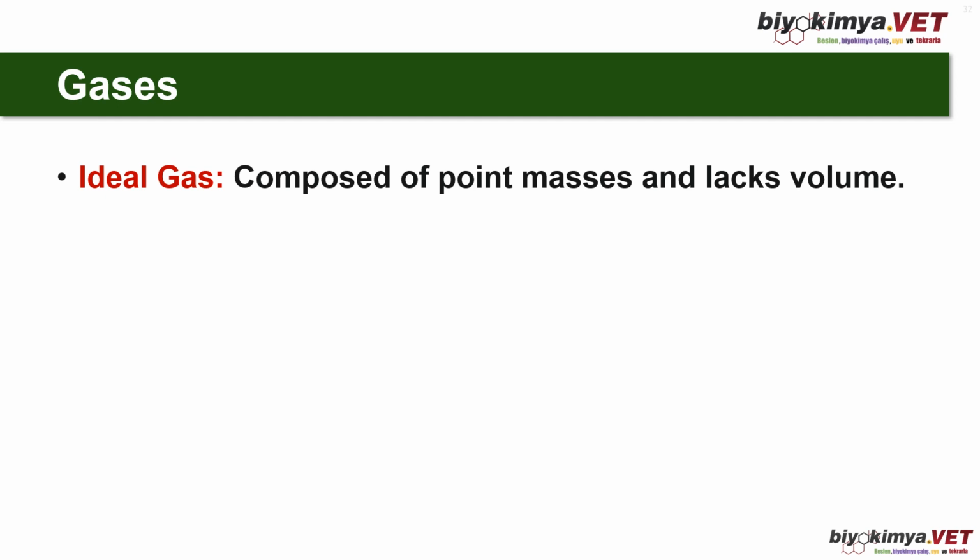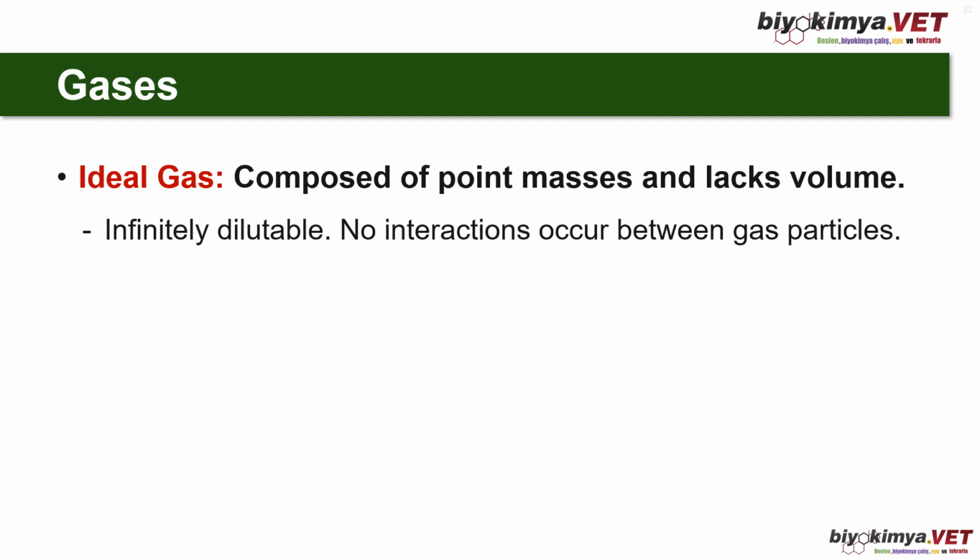There is an ideal gas, which is composed of point masses and lacks volume. An ideal gas is infinitely dilutable. No interactions occur between gas particles. In fact, an ideal gas is a theoretical gas composed of many randomly moving point particles that are not subject to interparticle interactions. Since it is difficult to precisely define a real gas, people have derived the definition of an ideal gas as an approach to help us model and predict the behavior of real gases. Ideal gases do not attract or repel each other. Ideal gas molecules themselves take up no volume. There is no absolutely ideal gas, but there are many gases that are close to ideal, making the concept of an ideal gas very useful in many situations.